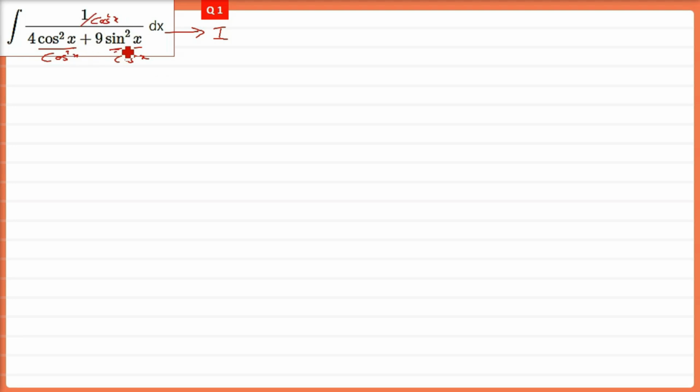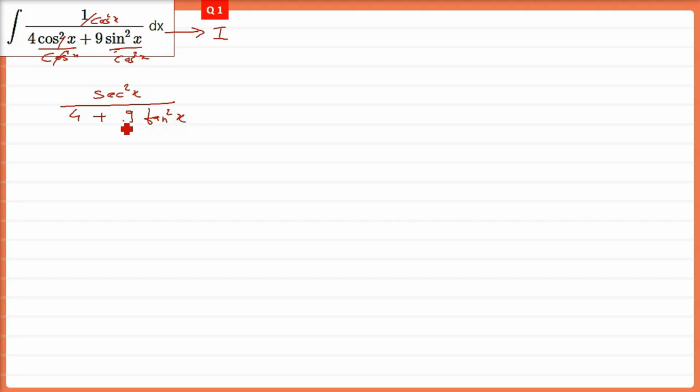So we are dividing both numerator and denominator by cos square x here. We will be doing this a lot in this exercise: dividing numerator and denominator by cos square x. The numerator will become sec square x. This gets cancelled, so you have a 4 in the denominator. Then you have a 9. Sin square x by cos square x becomes tan square x.